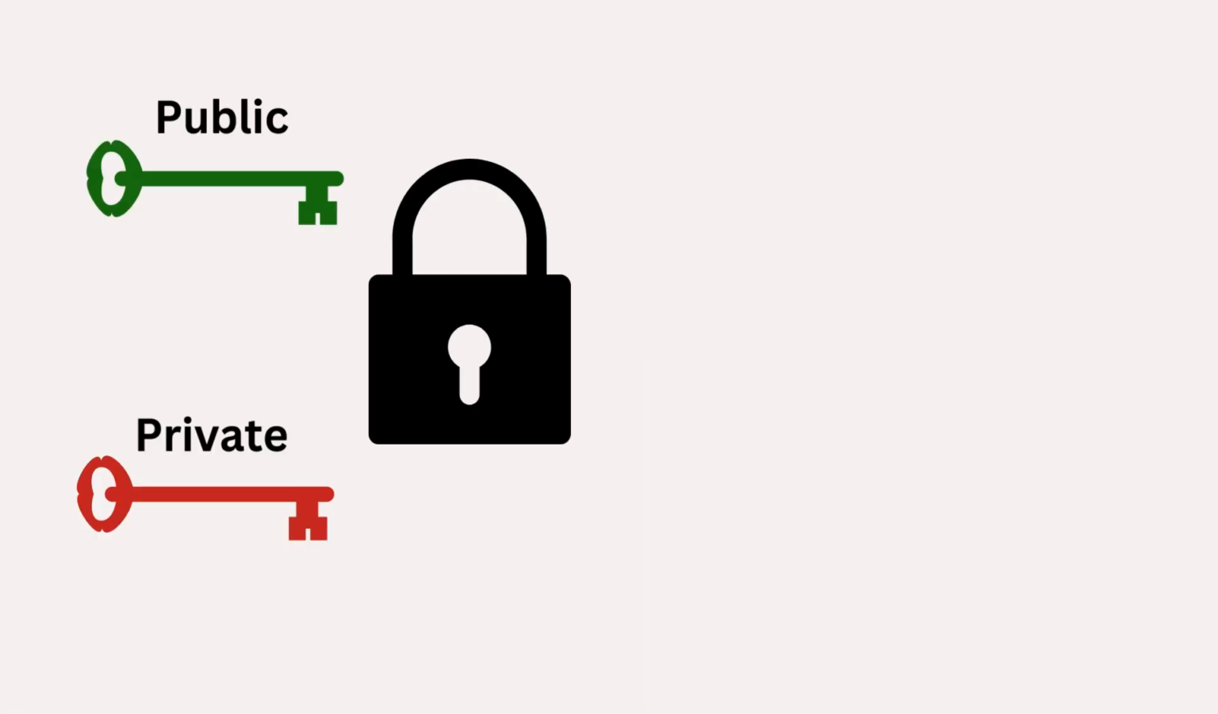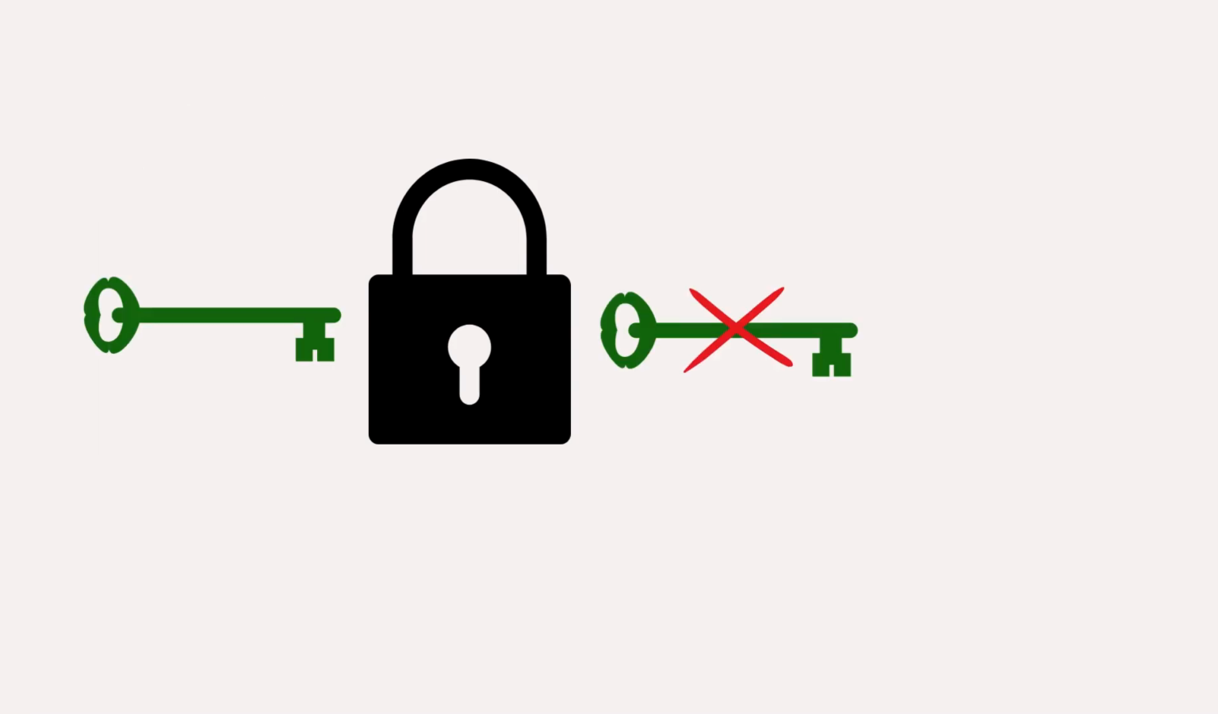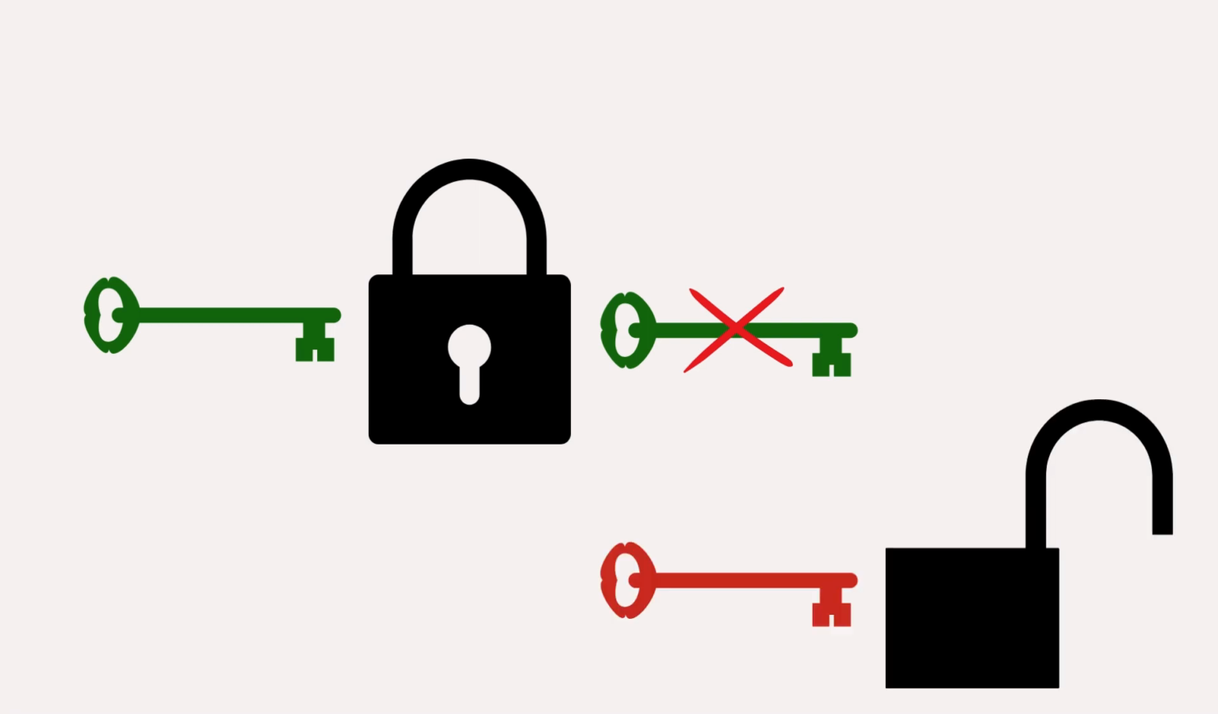Let's take one example. So here I have one lock, and this lock has two set of keys. One is public key, another is private key. So if I use public key to lock this, then the same key cannot be used to unlock. In order to unlock this, I have to use private key.